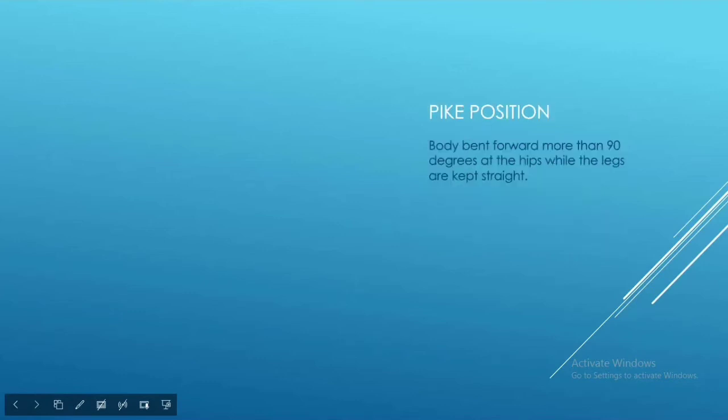So, for the pike position, the body bends forward more than 90 degrees at the hips while the legs are kept straight. So, unlike the layout, which is straight throughout your whole body. So, the pike position is when your waist bends to 90 degrees, and that is the pike position.